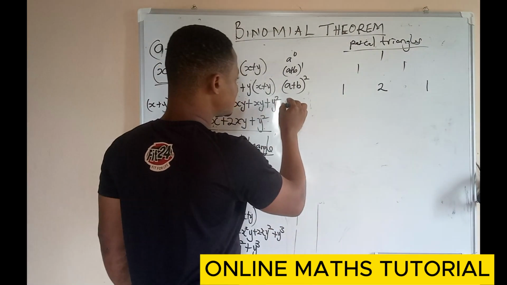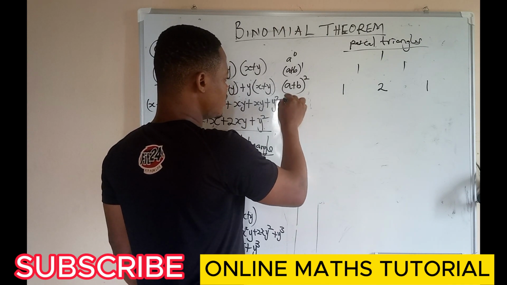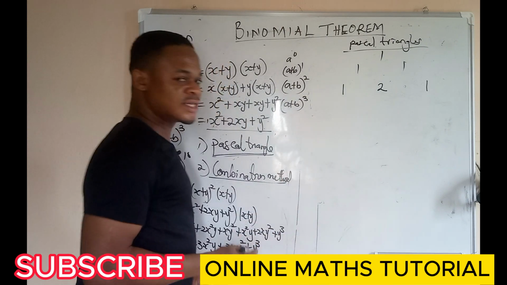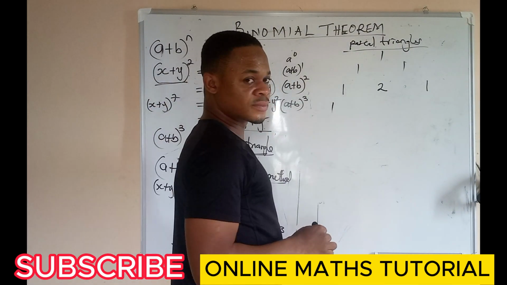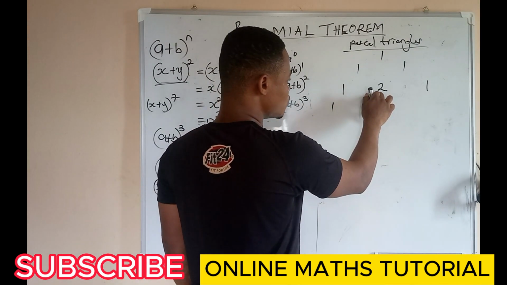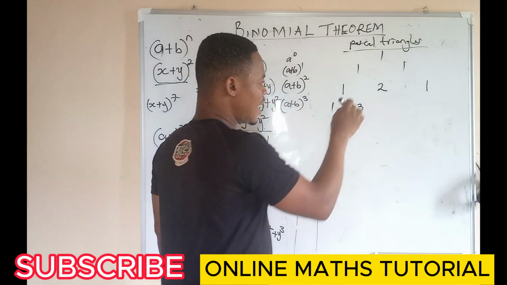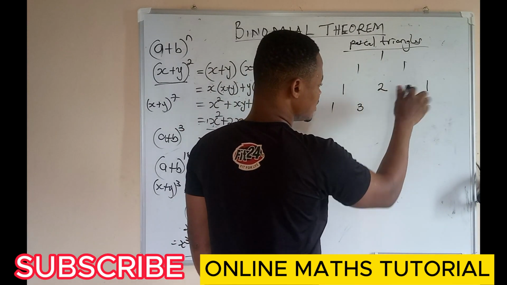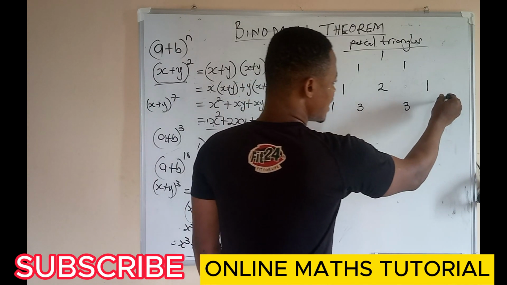So if you have something like a plus b raised to the power 3, how do you get this easily? Start with 1. Then add these 2, 1 plus 2, and it will give you 3. Add 2 plus 1, it will give you 3. And end with 1.